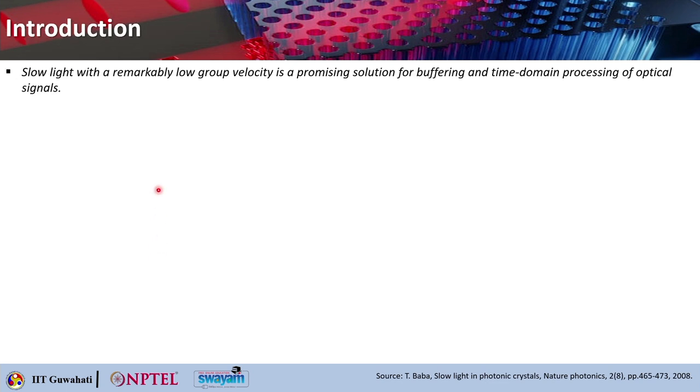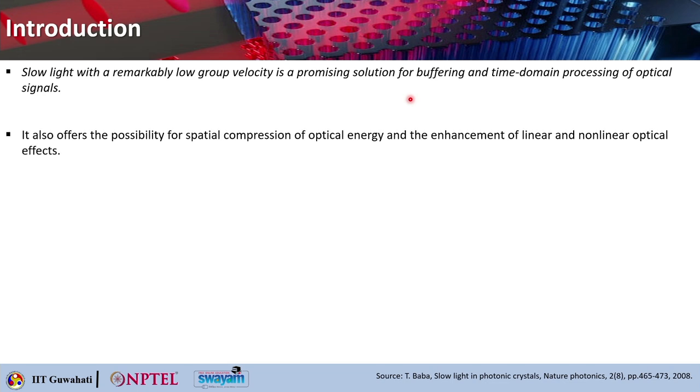What is slow light? Slow light with a remarkably low group velocity is a promising solution for buffering and time domain processing of optical signals. So, as you can understand, it's slow. When I say slow light, it means it's a light which has got very low group velocity.